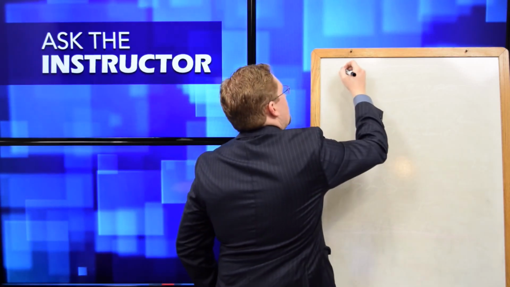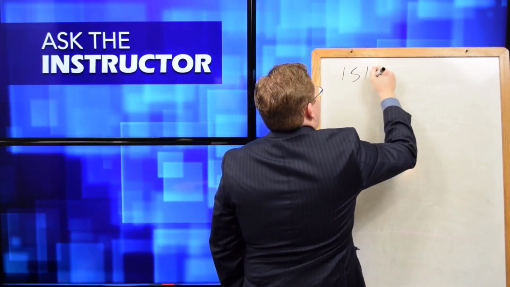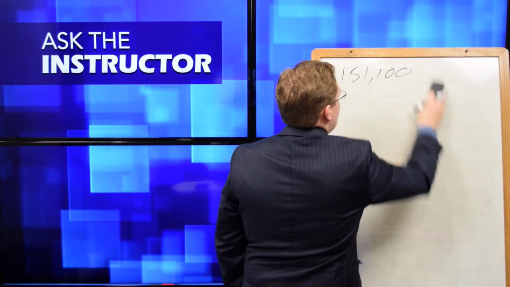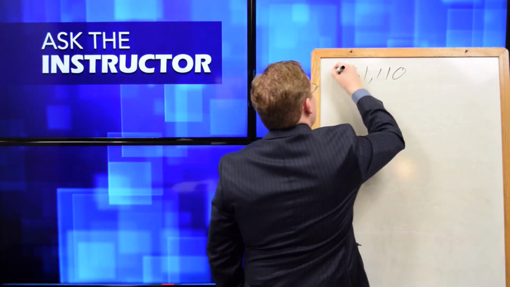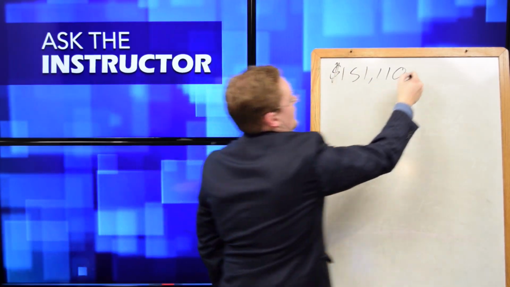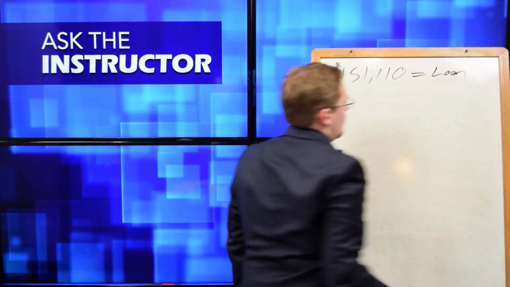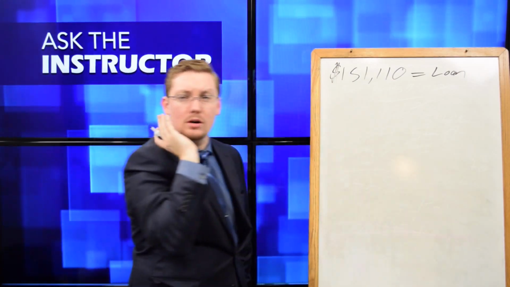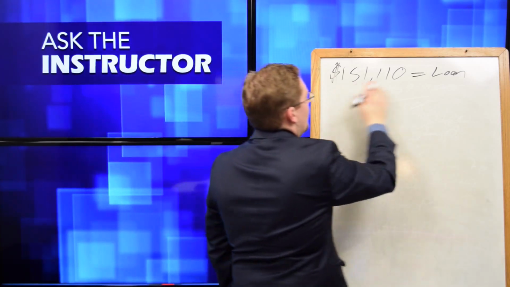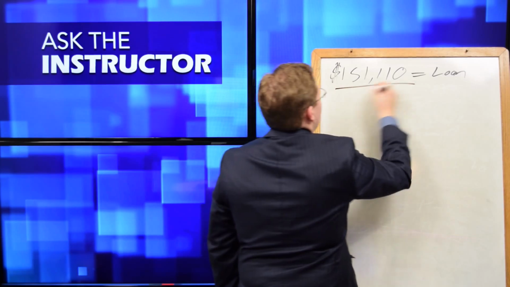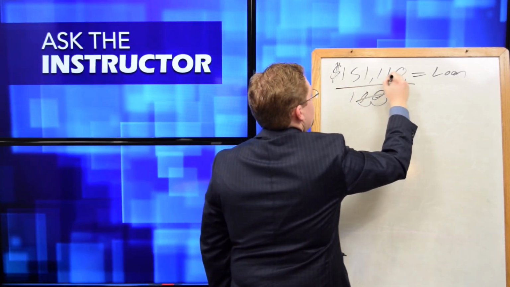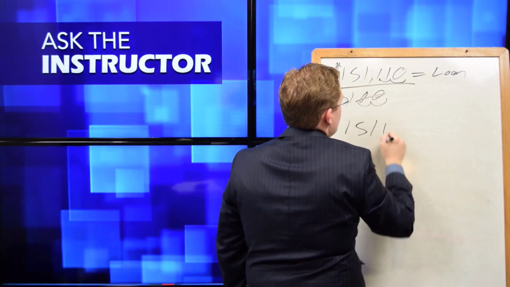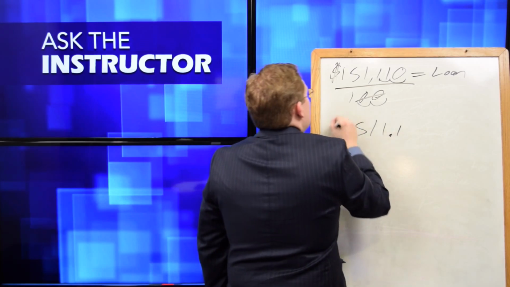So let's say now that we have a $151,110 loan. And what is the stamp tax on the note? Again, it doesn't matter whether this is a new loan or an assumed loan, you're going to do it the same way. So we have a $151,110 loan. We're going to divide that by 100. That's 2 decimal places over. And what do we see here? We have another decimal. We have 1511.1.